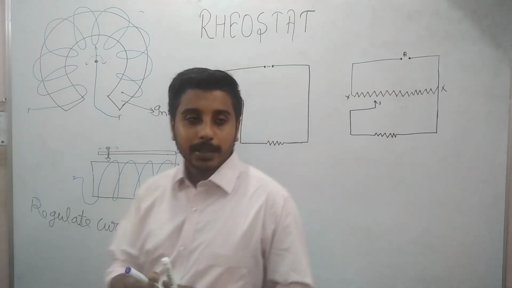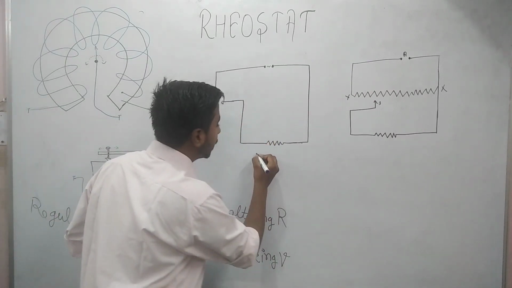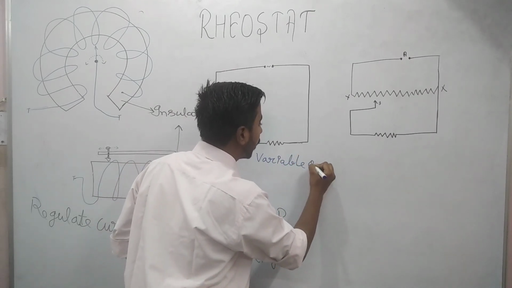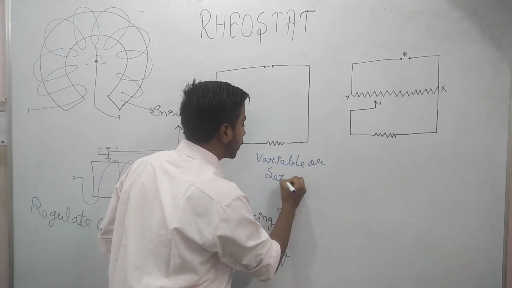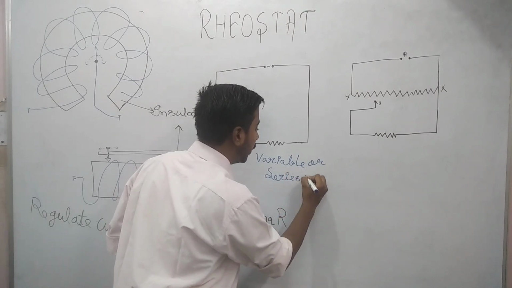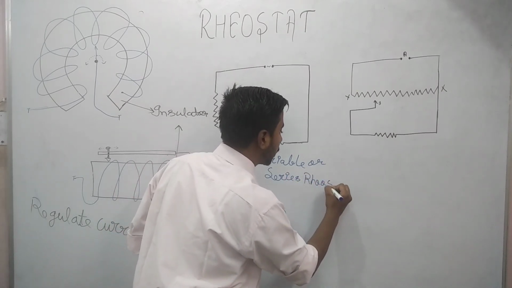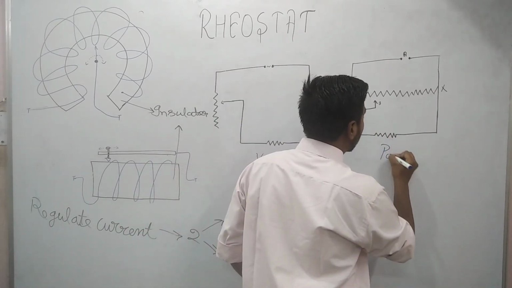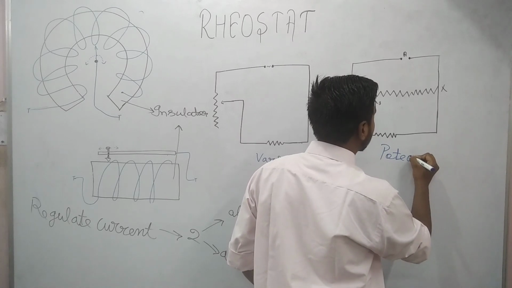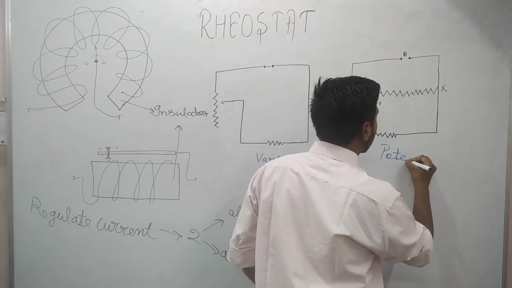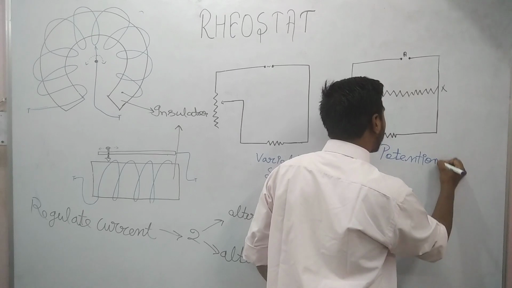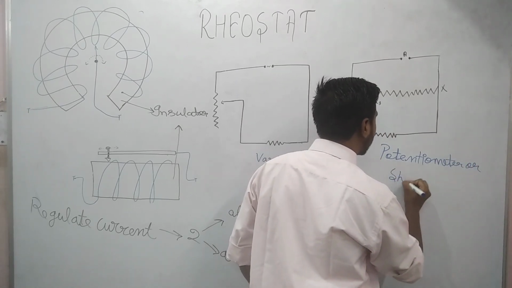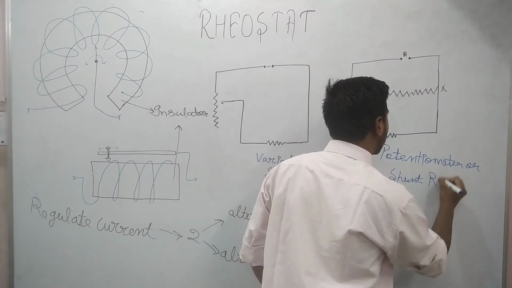Now these are of two types. This one is the variable, or we can say series rheostat, while this one is the potentiometer. This one is potentiometer, or we can say it is a shunt rheostat.